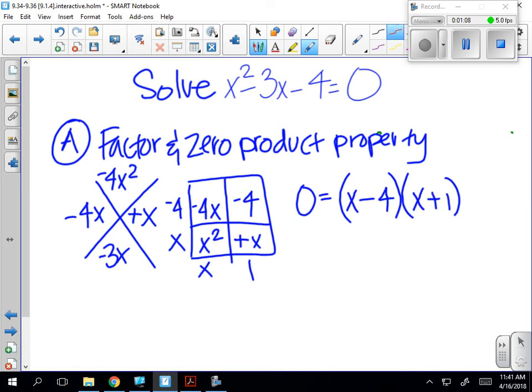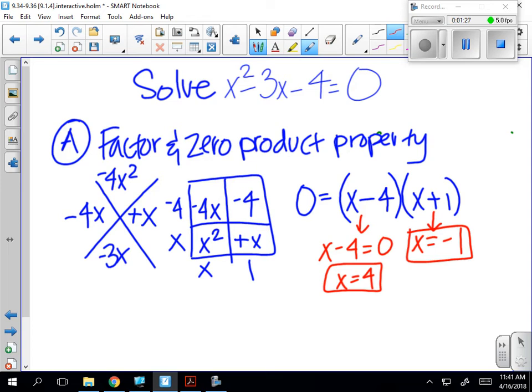Now this is where the zero product property comes in. You are setting those smaller equations equal to 0 and then solving. So in this case, x would be 4 because plugging 4 in gives me 0. And in this case, x would be negative 1 because when I plug negative 1 in, I get 0. So my 2 solutions are x equals 4 and x equals negative 1.